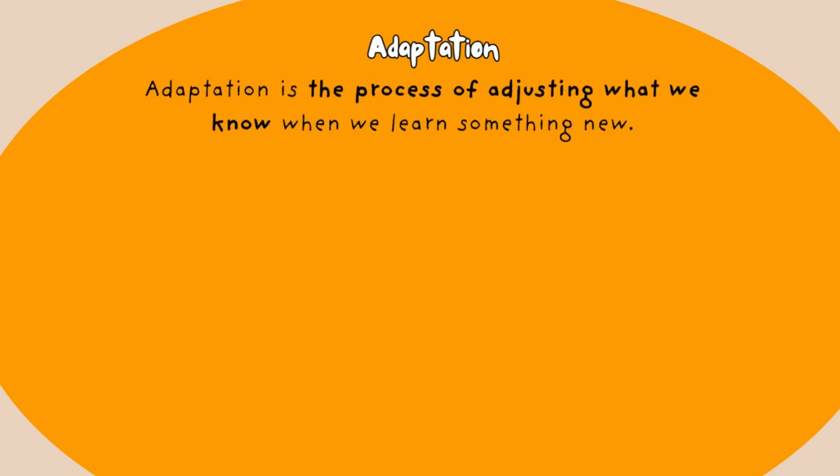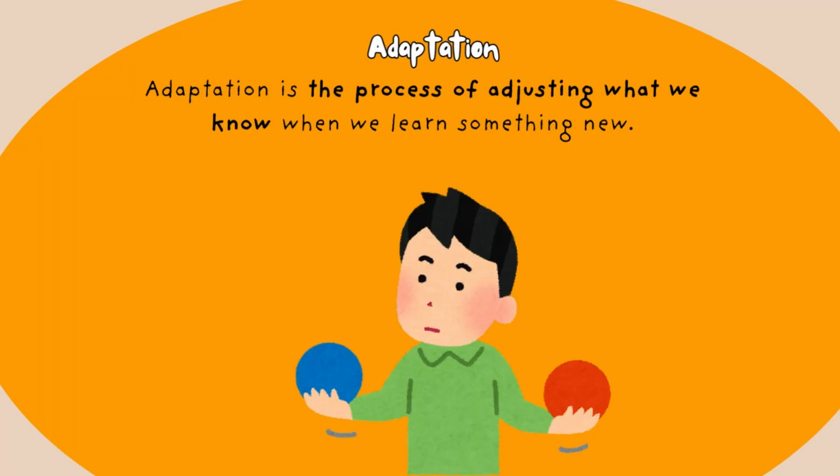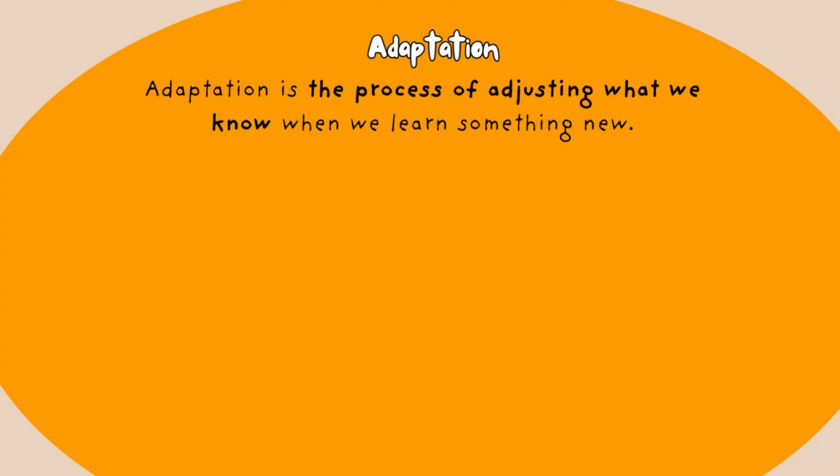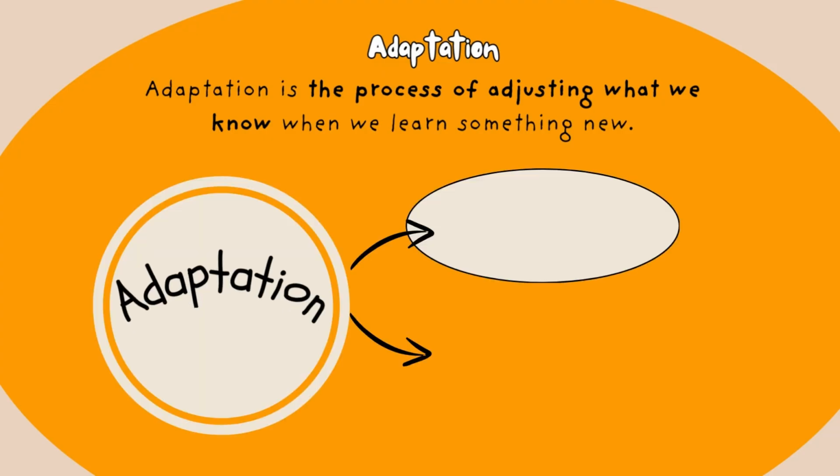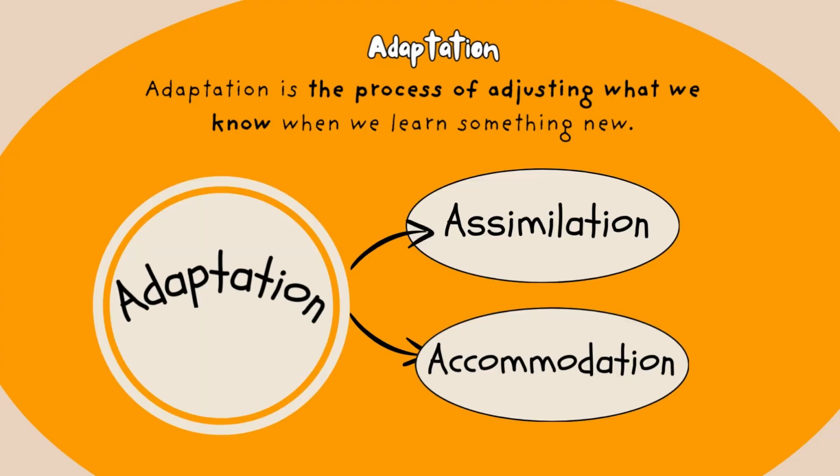And next, we have here the adaptation. Adaptation is like when kids adjust their thinking para masabtan nila ang new information. So they try to balance kung unsa na ilang nahibaw-an and what they're still learning. This happens through two processes, which is the assimilation and accommodation.